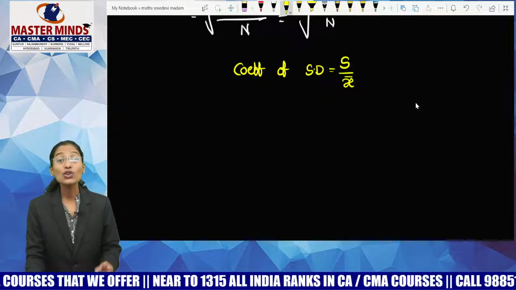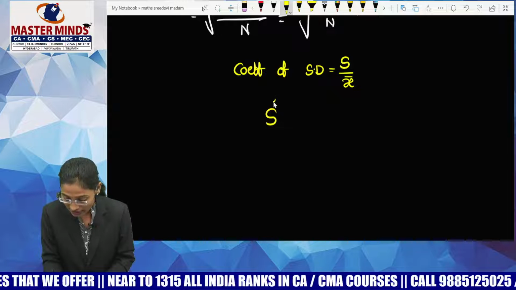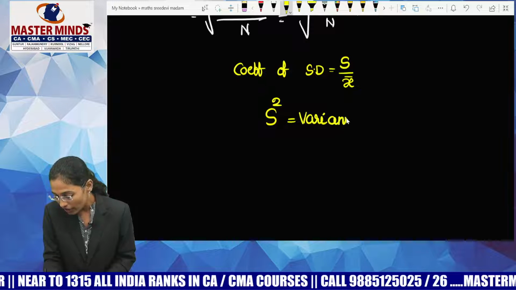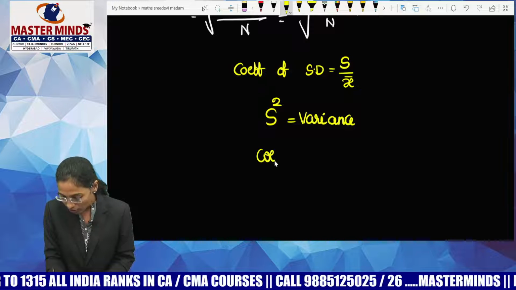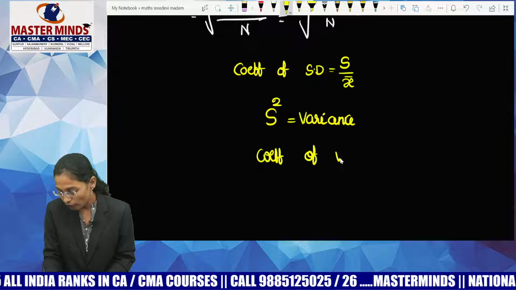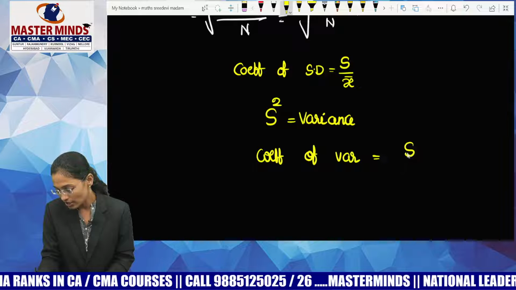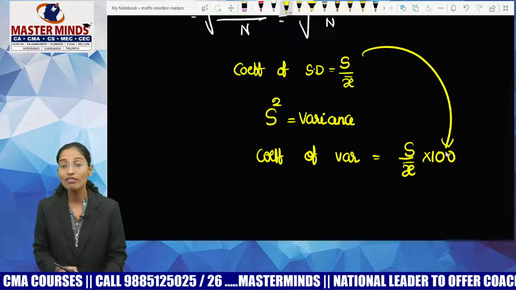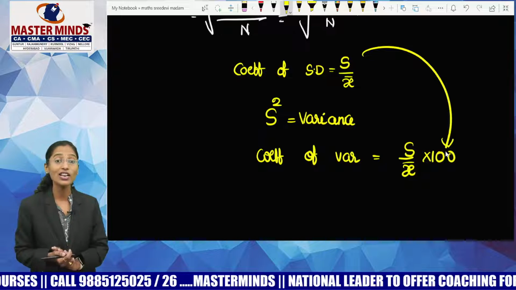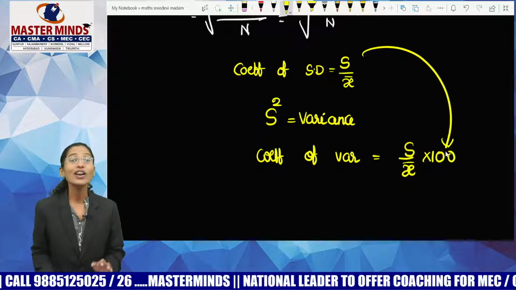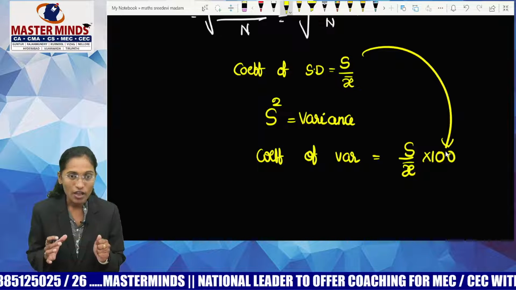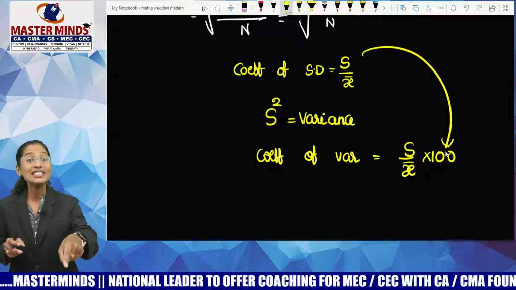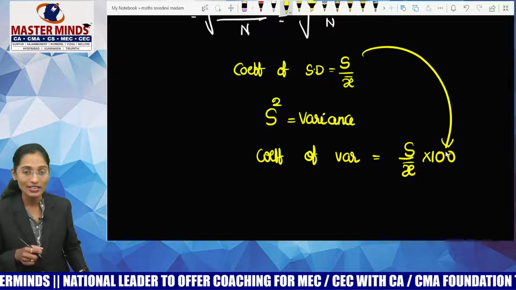So guys, the square of standard deviation, s square, is said to be variance, and the corresponding relative measure of dispersion is called as coefficient of variation. The formula for coefficient of variation is s by x bar into 100. Means coefficient of standard deviation expressed in terms of percentages is called as coefficient of variation. What is the use of coefficient of variation? Whenever you want to compare the variability of two or more series, this is the best one. Coefficient of variation is the best one.